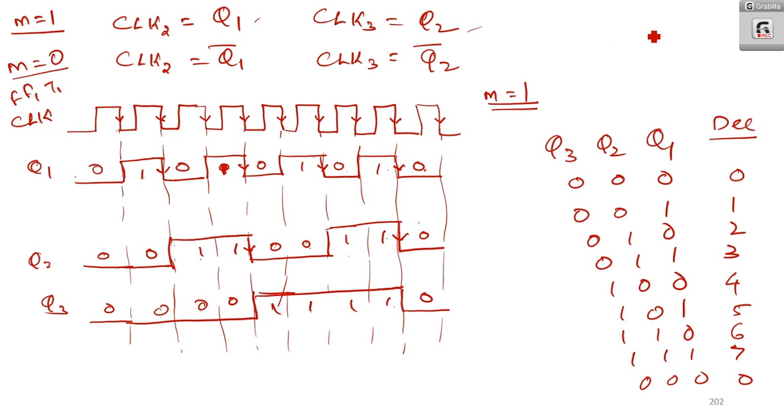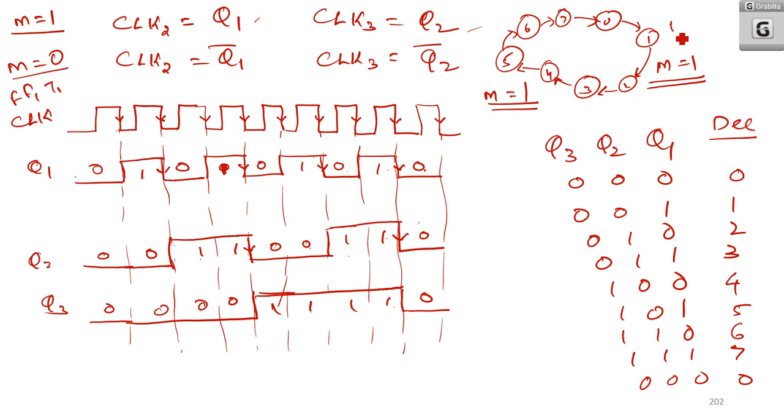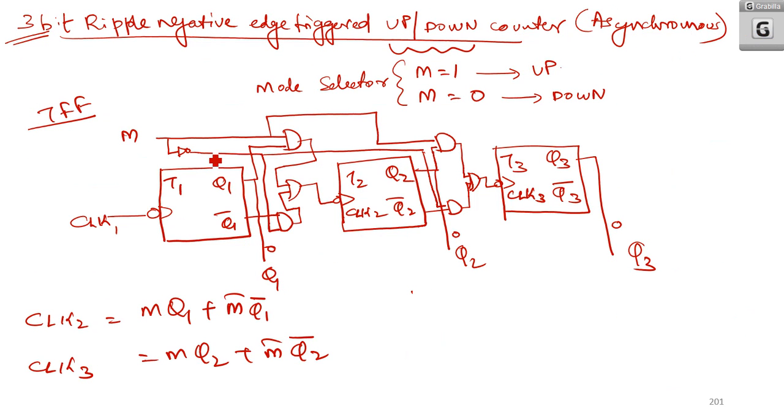If you write the state diagram, you will get 0, then 1, 2, 3, 4, 5, 6, 7 and go into 0. This is when M is equal to 1. When M is equal to 1, it acts as an up counter. Hope you got the operation of the up counting.